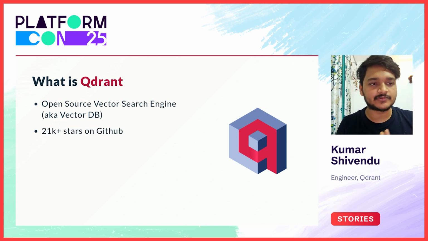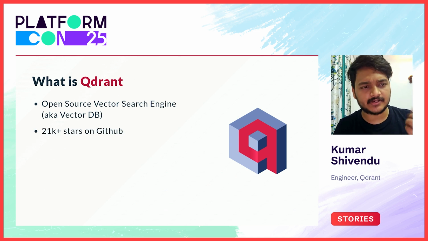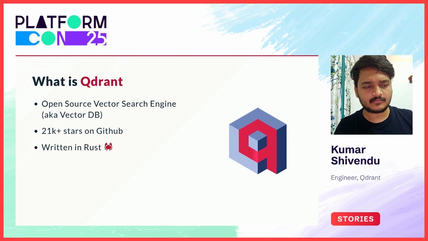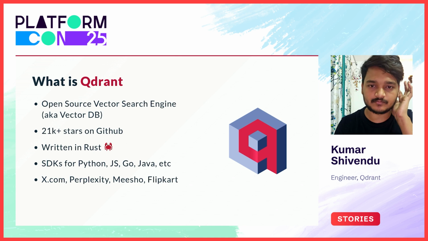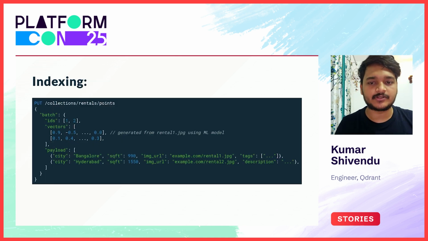Qdrant is an open source vector search engine with more than 23,000 stars now. It's written in Rust, has SDKs for most of the popular languages like Python, JavaScript, Java, and many of the popular users of Qdrant are Perplexity, X.com, Meesho, Flipkart, and others.